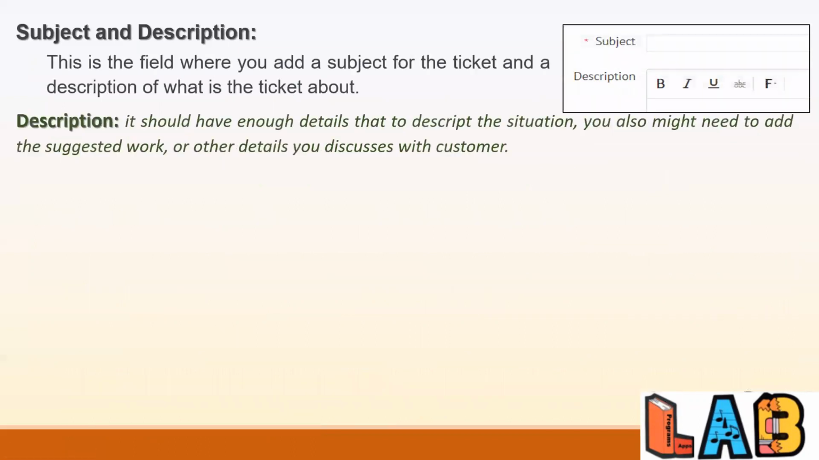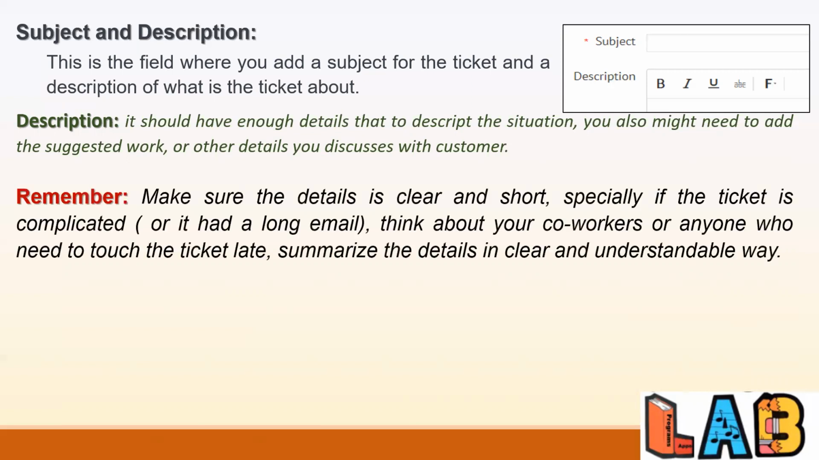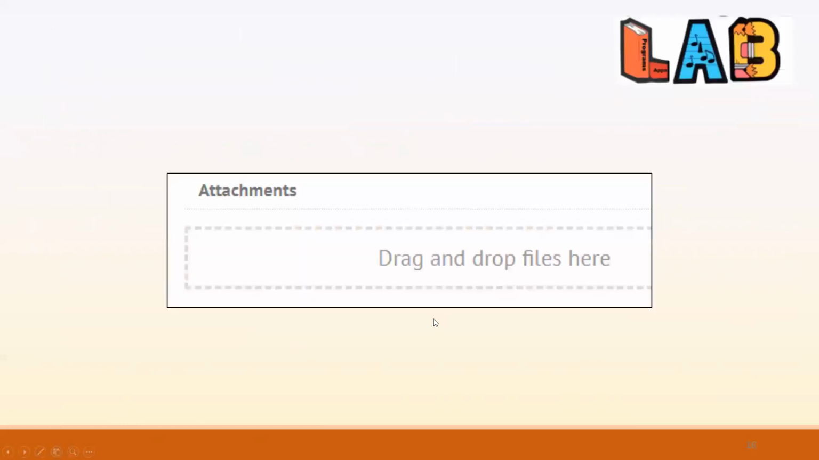Okay, so the description is about that as well. It should have enough details. It shouldn't be rambling. Maybe in your description you could use some short sentences, but as I said, it's not an essay. It's just something which describes what it is in a way that could be understood quickly. Make sure the details are clear and short. Don't make an essay out of it.